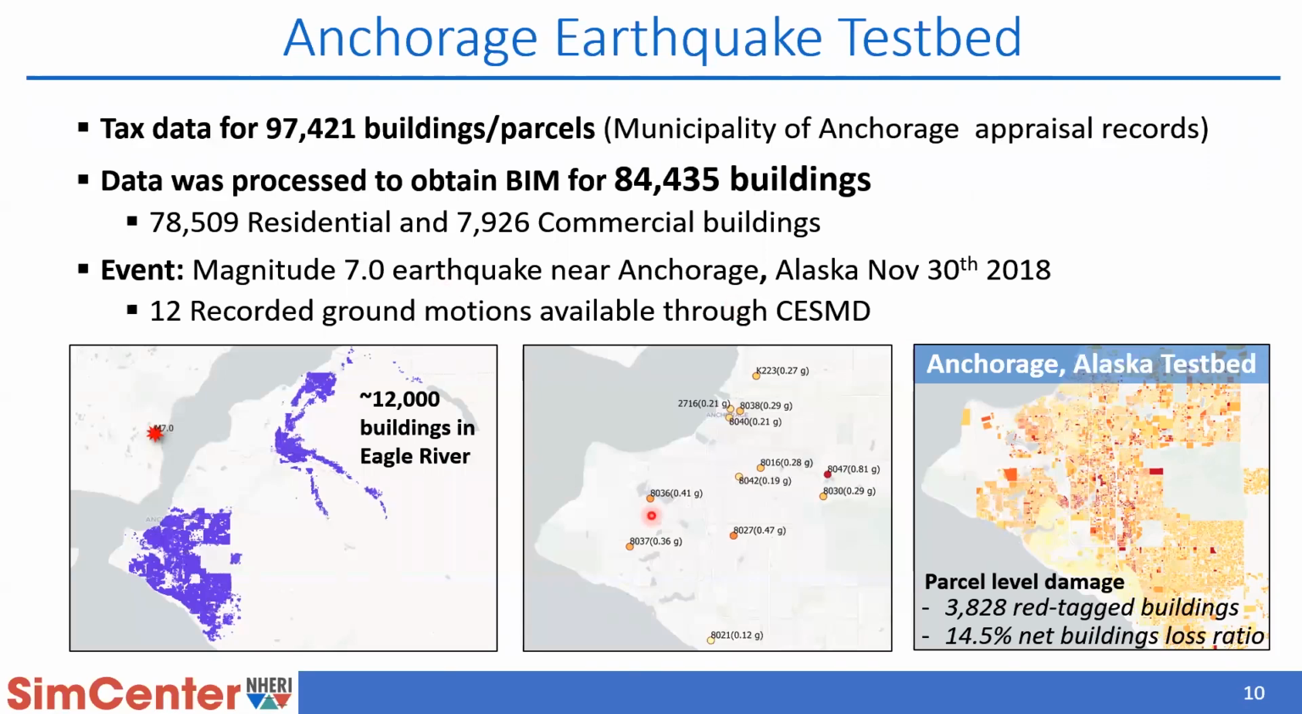So what we did is, just to characterize the shaking at each building, we basically pick up the nearest recorded ground motion and use it for the analysis of the building. And when we did this simulation, we were able to obtain the damage estimates for each building out of these 84,000. And the results show around 3,800 red tagged buildings and 14.5 net buildings loss ratio, which is a little bit high.